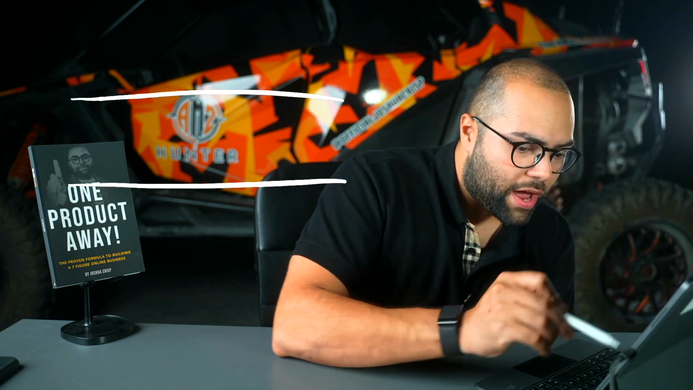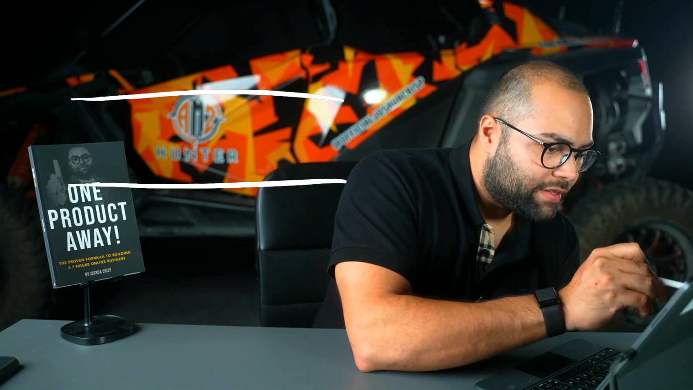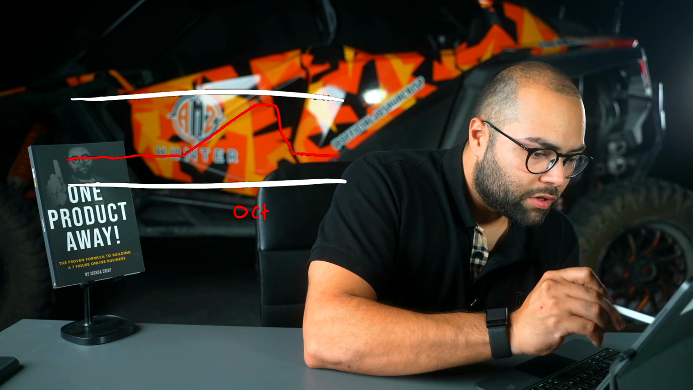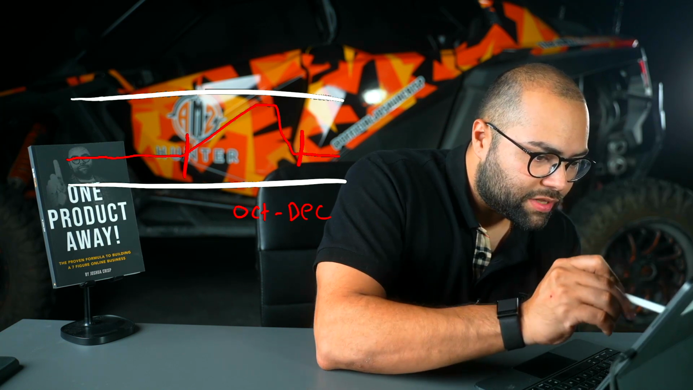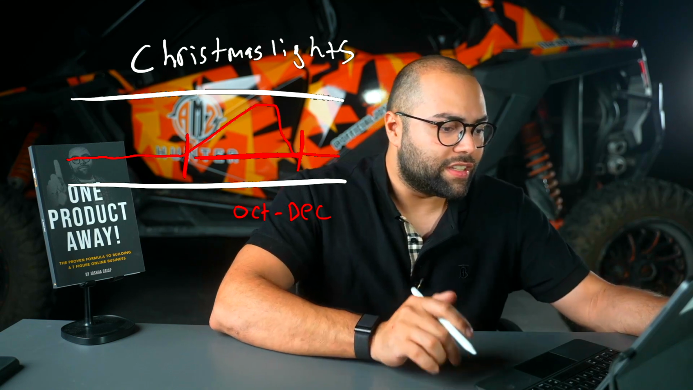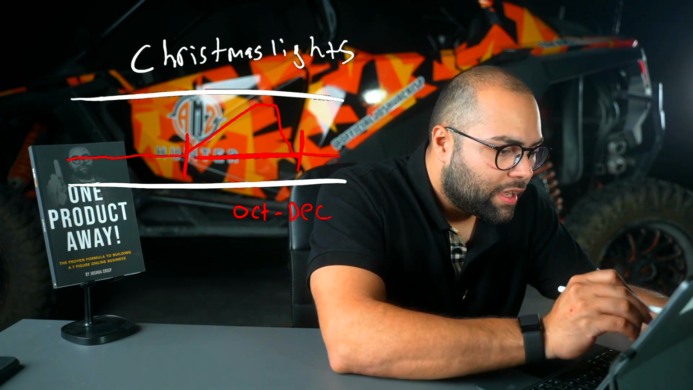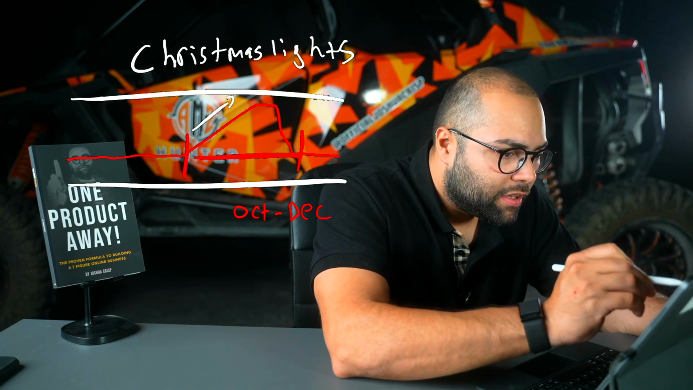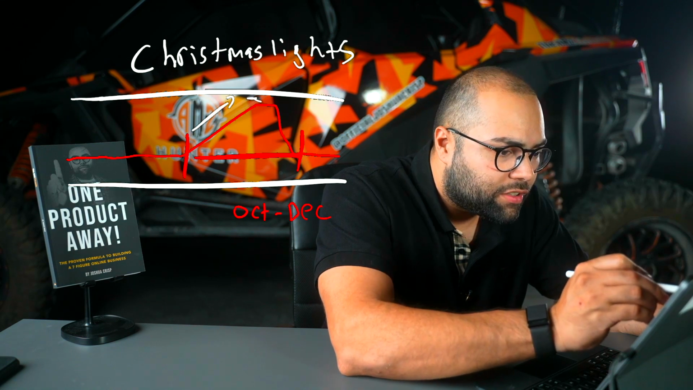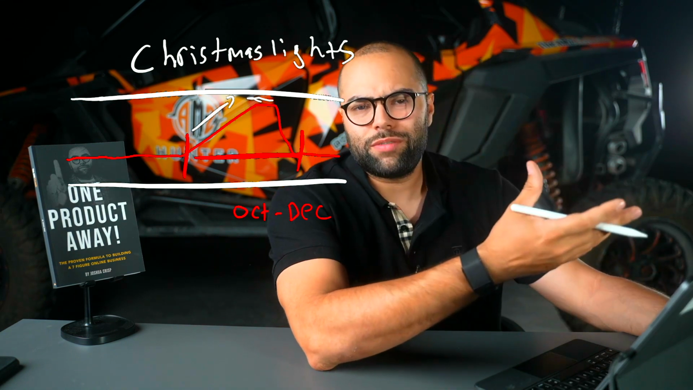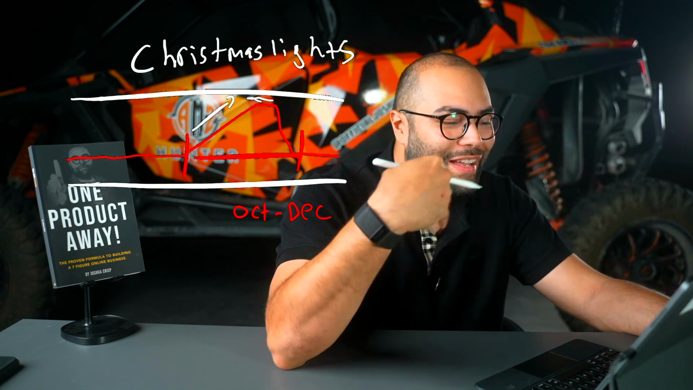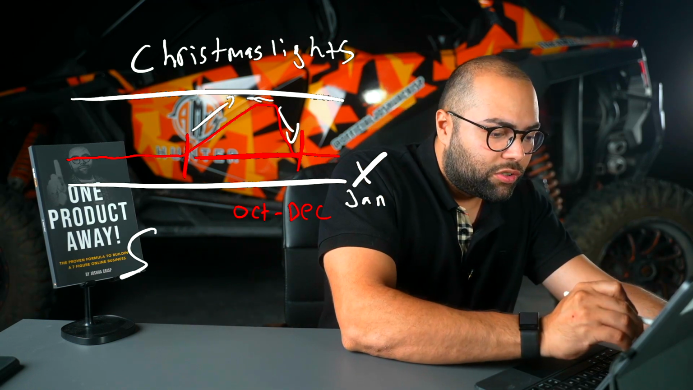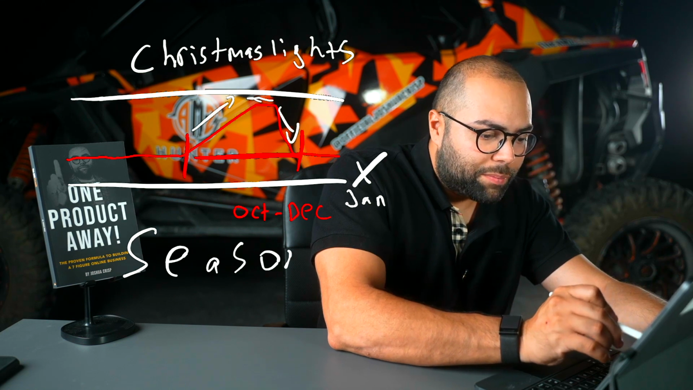If this is our graph, a seasonal product will look like this. October to December is this time point right here. Let's call this Christmas lights. And here you see at October, it really starts to peak. You can see at November, it starts to flatline, right? Because nobody orders Christmas lights in the middle of December, right? Well, some last minute people like me do, but this is a seasonal example.